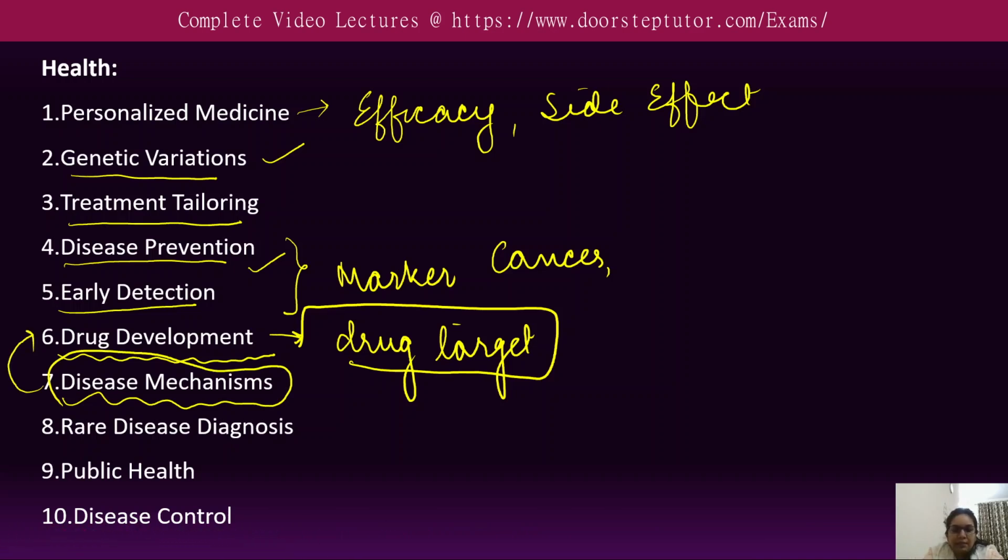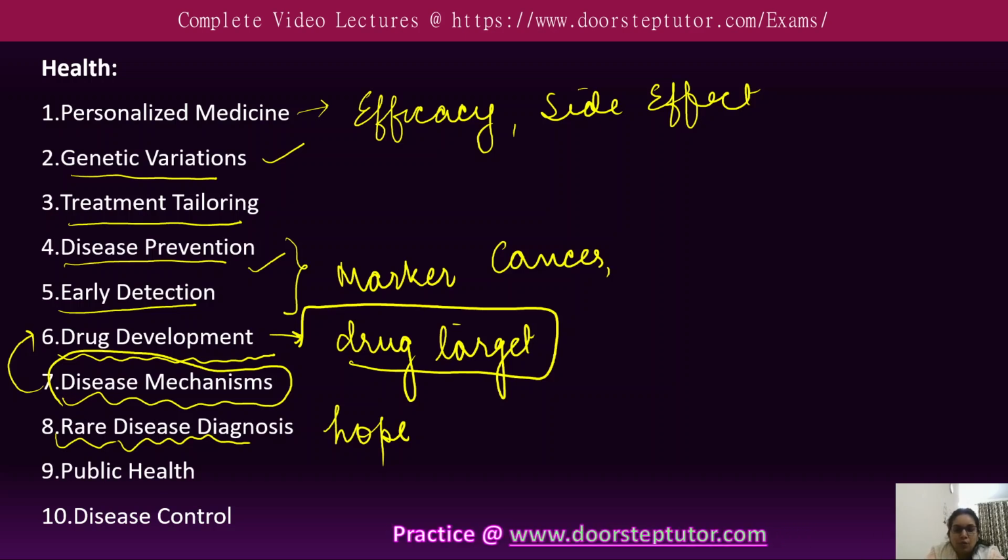Next, with the help of genomics, the diagnosis of rare diseases can also be done. Genomic sequencing aids in diagnosing rare genetic disorders that are very challenging to identify using conventional methods. So it provides hope for the patients and the families seeking answers and potential treatment.